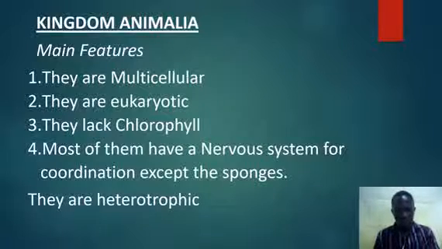Then, of course, organisms in this kingdom too, they lack chlorophyll. They do not have chlorophyll. This tells you that they can't undergo photosynthesis. So they are not autotrophs.